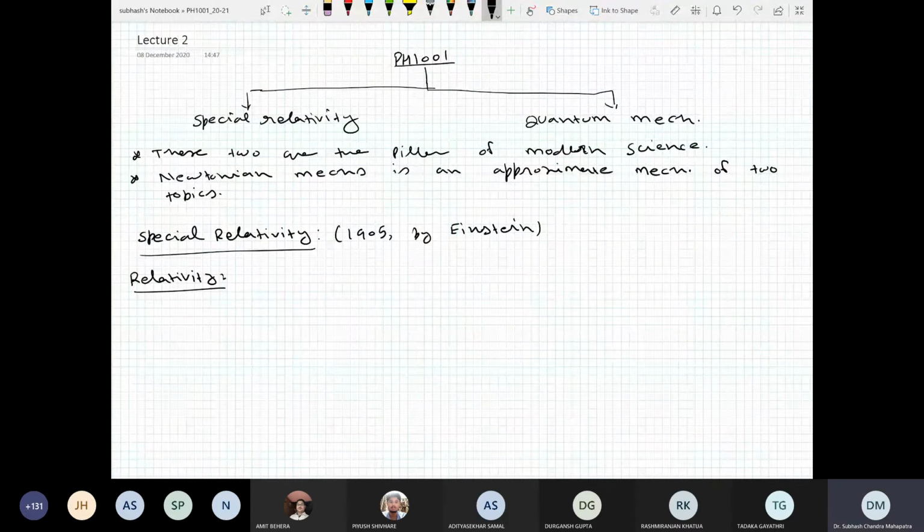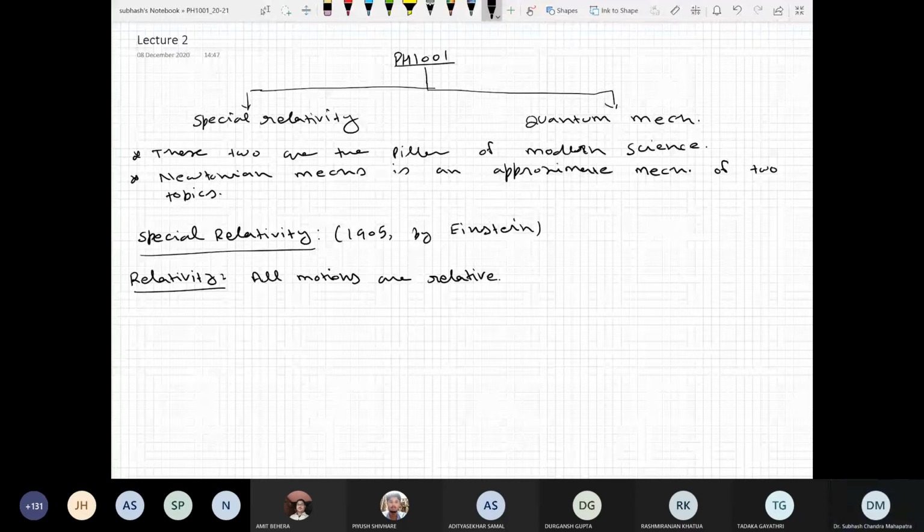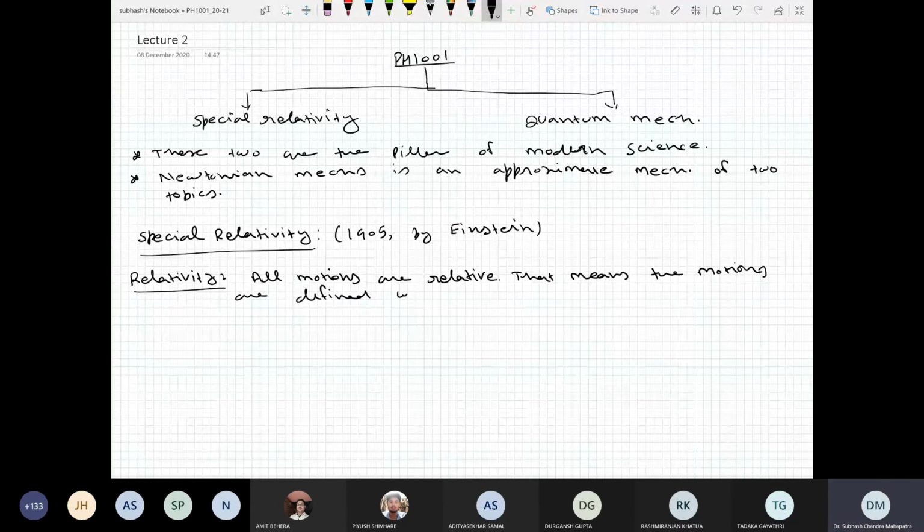Relativity means that all motions are relative. That means motions are defined with respect to an observer.